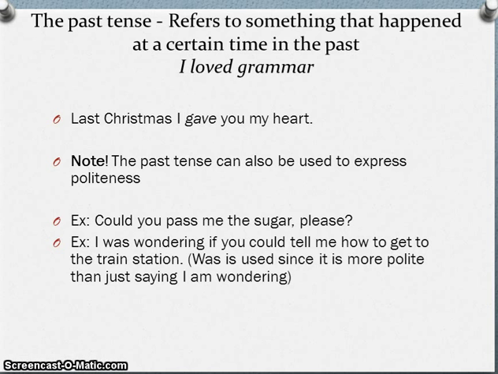Note that the past tense also can be used to express politeness. Could you pass me the sugar, please? Or I was wondering if you could tell me how to get to the train station. Was is used since it's more polite to use was than to say just I am wondering.